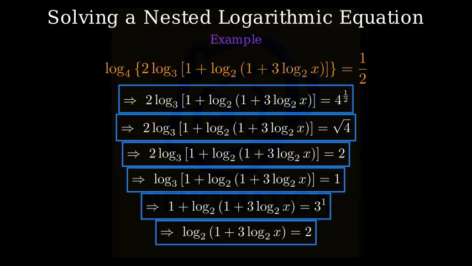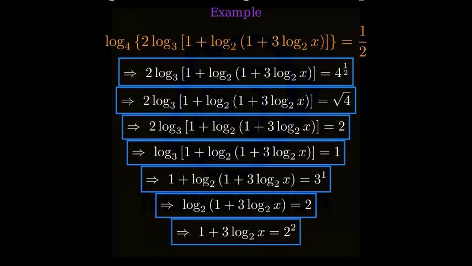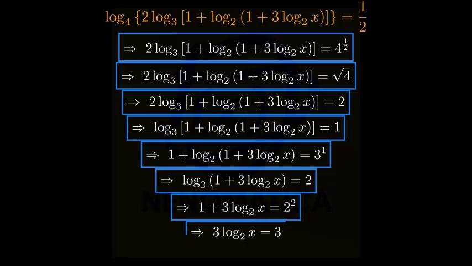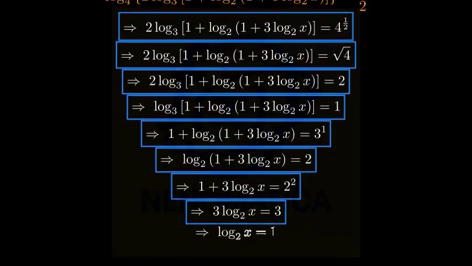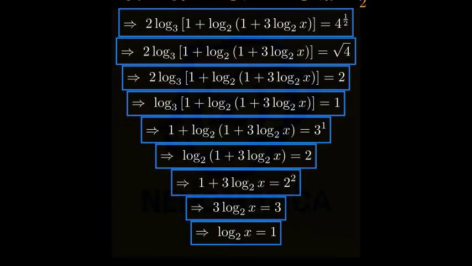Then log base 2 of (1 plus 3 log base 2 of x) equals 2. Step 7. Convert the base 2 logarithm to exponential form. The inside equals 2 squared. Step 8. 2 squared is 4. Subtract 1 from both sides to get 3 times log base 2 of x equals 3. Step 9. Divide both sides by 3 to get log base 2 of x equals 1.